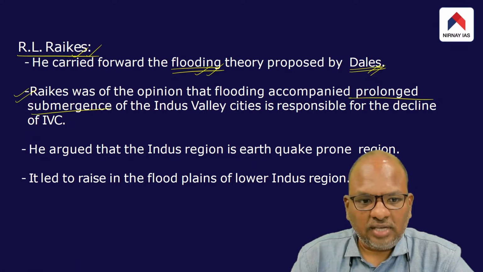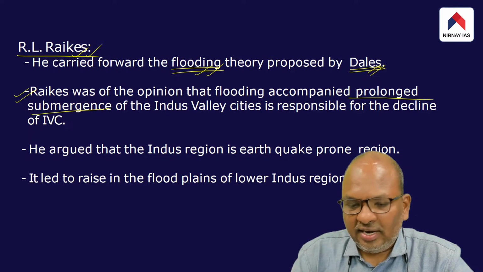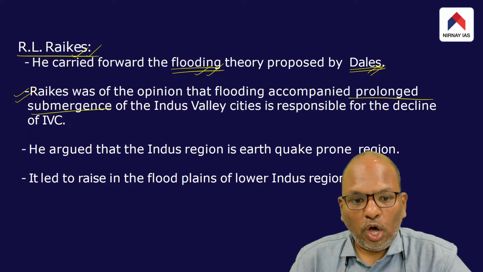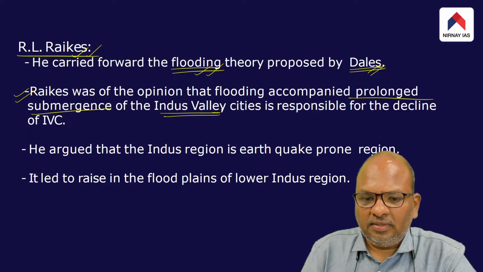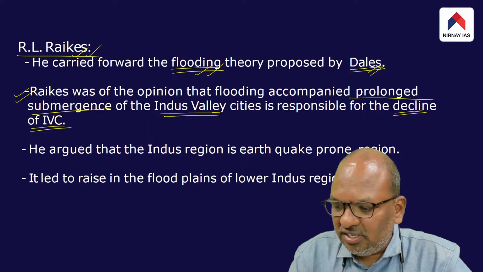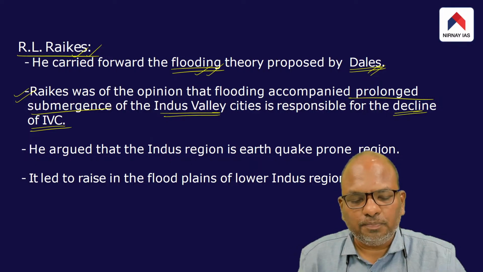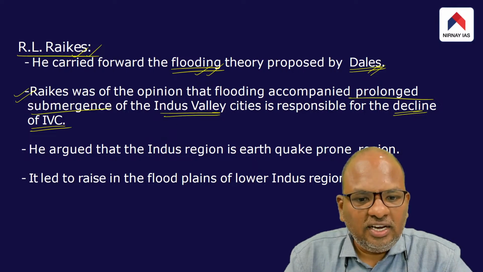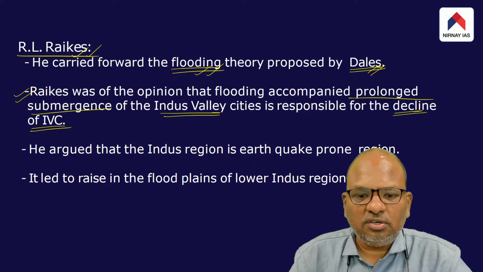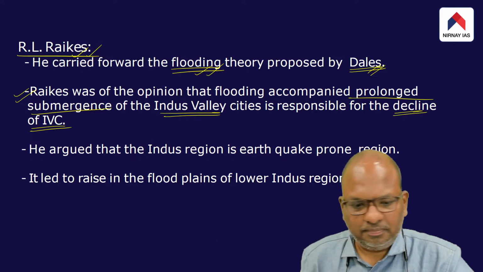Raikes was of the opinion that the Indus Valley cities declined not just due to flooding, but due to prolonged submergence of the cities. That was the argument presented by R.L. Raikes. Let me repeat this once again. What was the argument of R.L. Raikes? Raikes argued that flooding accompanied by prolonged submergence of the Indus cities is responsible for the decline of the Indus civilization.